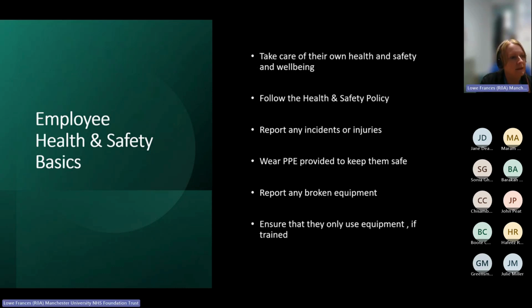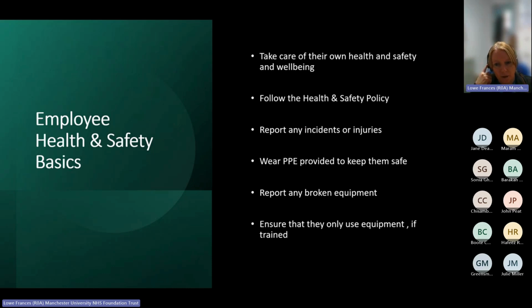So, employee health and safety basics. Like I've already mentioned, employees must ensure that they don't put themselves and others at risk. They must take care of their own health and safety and well-being. If they're not fit for the job because they're not feeling well, they should do things like alert the manager or ask to be taken off a particular task if they know that they're going to be affected.